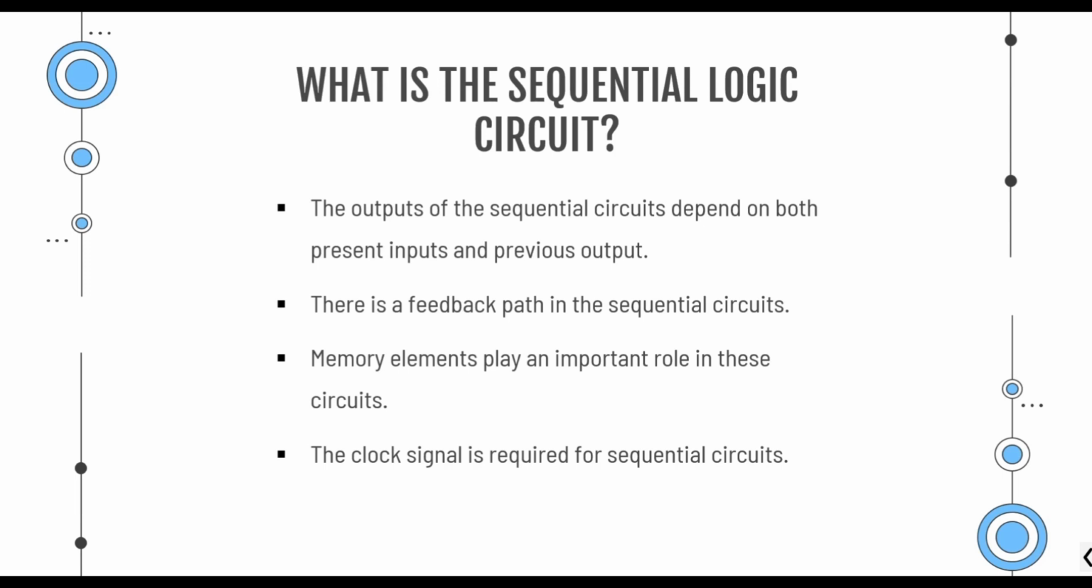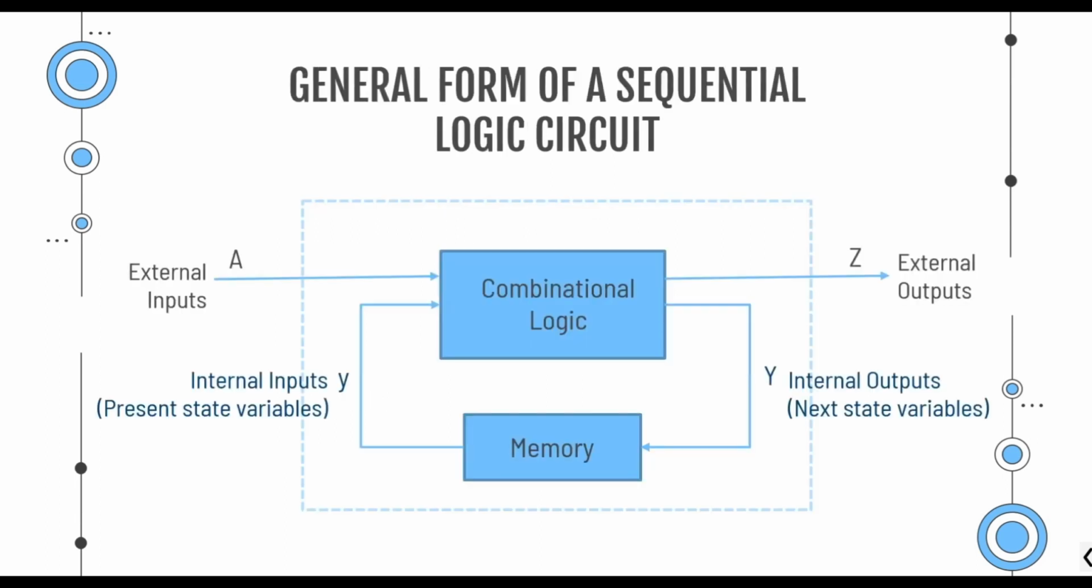A sequential circuit is a combinational logic circuit with the additional property of memory to remember past inputs. To that combination, feedback is also attached. And clock signals are required for some sequential circuits, and this is the general form of a sequential logic circuit.